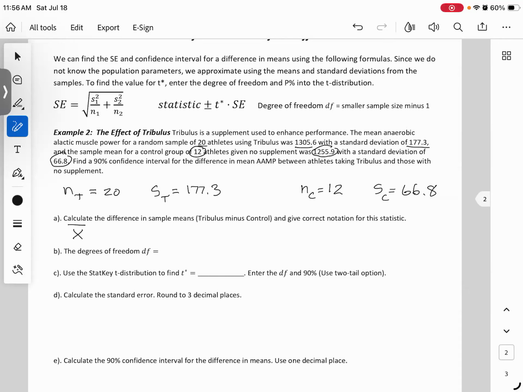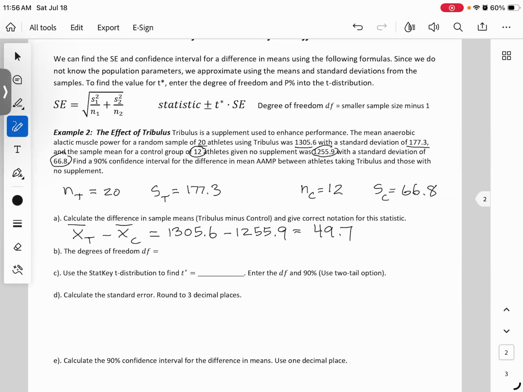Now, all those numbers are going to come into play at some point, but right now for A, we do the difference between the mean for the Tribulus group and the mean for the control group, and again, x bar, because these are the values from the samples, or the statistics. And we do the Tribulus group first. 1305.6 was their mean, minus the mean for the control group. We're going to get a difference of 49.7.